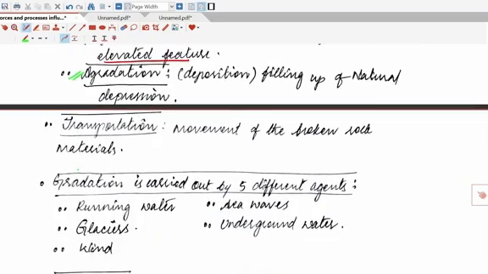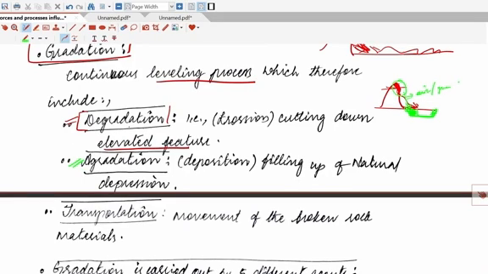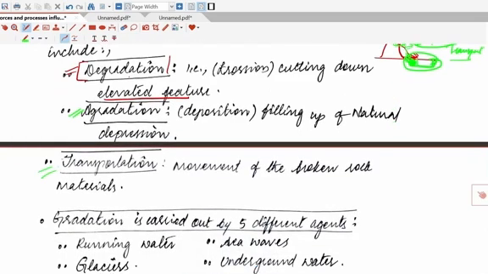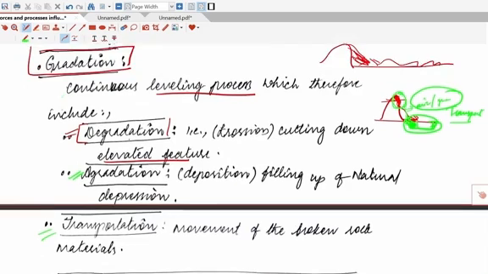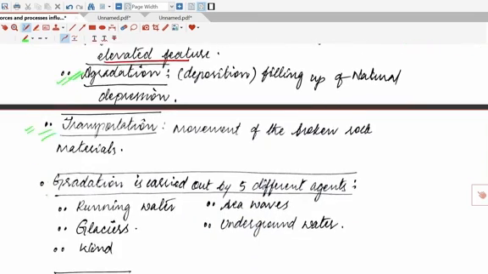Now we'll see what is transportation, that I have discussed here. This air or gravity plays the role of transportation, which helps in transporting this degraded material to the aggraded area. So this is called transportation. Now we have seen what is gradation, and gradation is classified into degradation, aggradation, and transportation. I hope till now you have got everything.